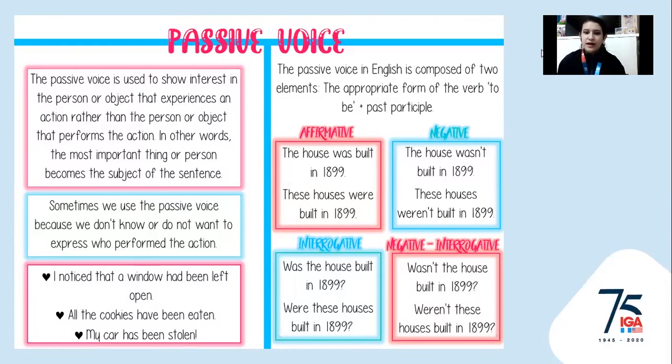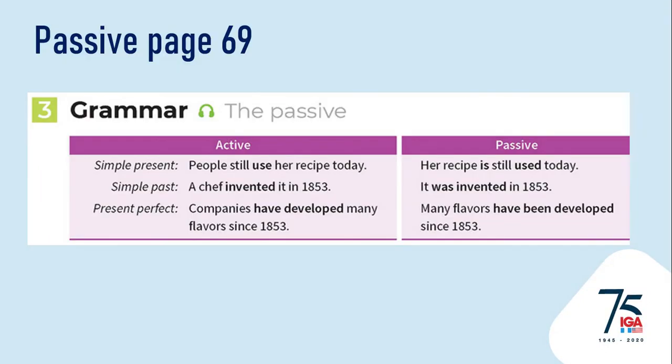In affirmative, the house was built in 1899. The houses were built in 1999. Negative, the house wasn't built in 1999. The houses weren't built in 1999. Interrogative, was the house built in 1899? Were these houses built in 1999? Negative interrogative, wasn't the house built in 1999? Weren't these houses built in 1999? Right? So in all of the examples that you see over here, we find the verb to be plus the past participle in different ways.